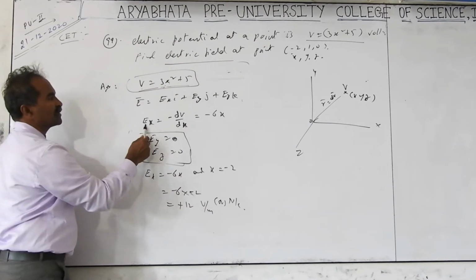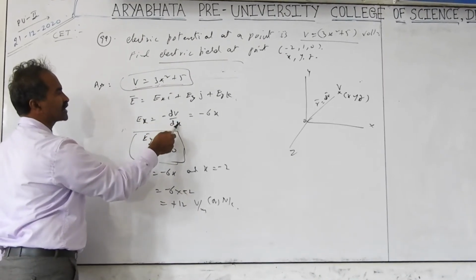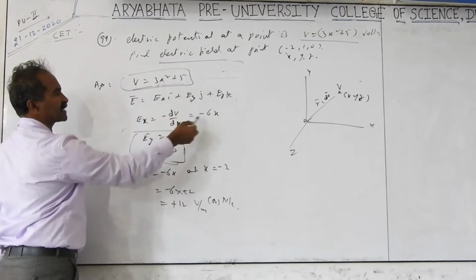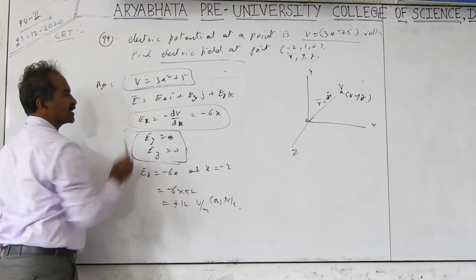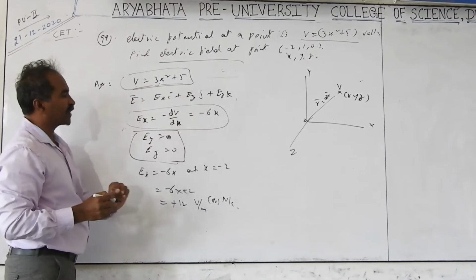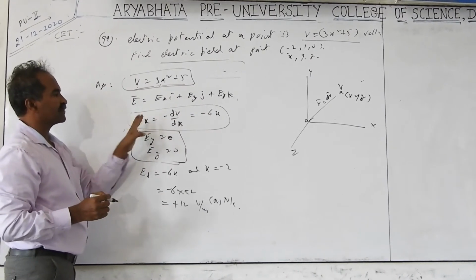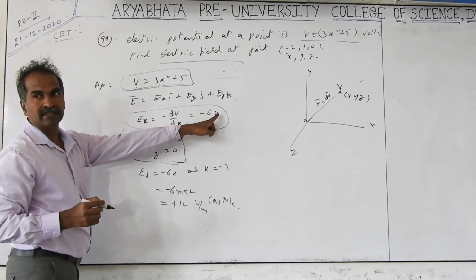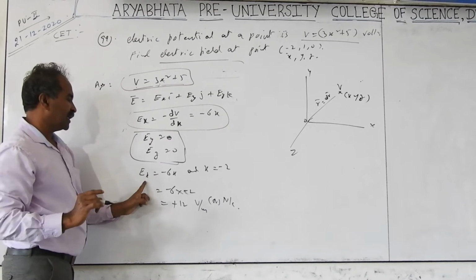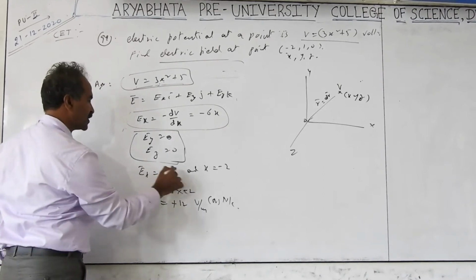So Ex becomes equal to minus dV by dx. Differentiating this with respect to x, it becomes minus 6x. So it is 6x with a minus sign, and the y and z coordinates, if present, would also need to be taken. In vector form, you can take the i cap. So the electric field is only along the x-axis.